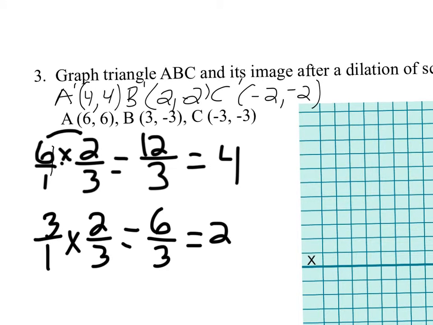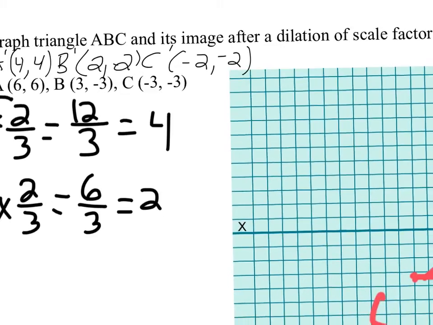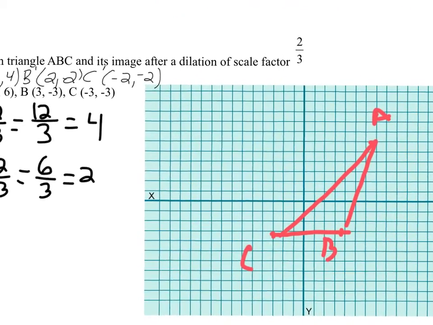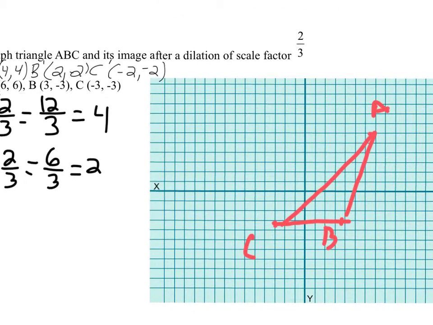All right, now that I have my coordinates, I'm going to go back to my coordinate plane here, and I'm going to graph them. Let's see if I can do this. I'll do this in blue. All right, so A prime is going to be, what do we say, 4, 4. So 4, 4, which is right here, is our A prime. Our B prime is 2, negative 2. And our C prime is negative 2, negative 2.